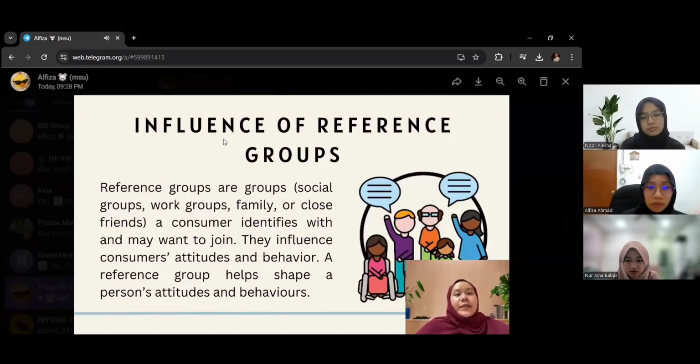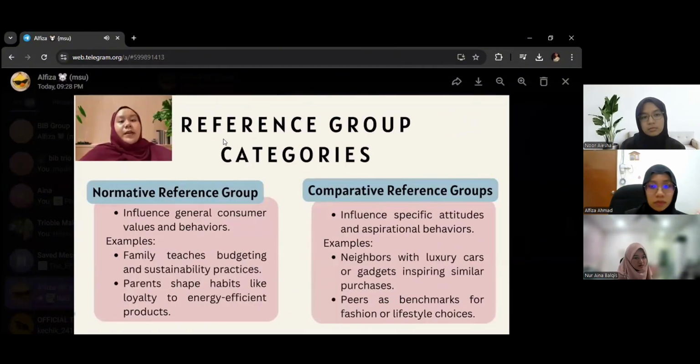So today I would like to present about reference group. Reference groups are social groups, work groups, family or close friends a consumer identifies with and may want to join. They influence consumer attitudes and behavior. A reference group helps shape a person's attitudes and behavior. Next, I will talk about reference group categories.